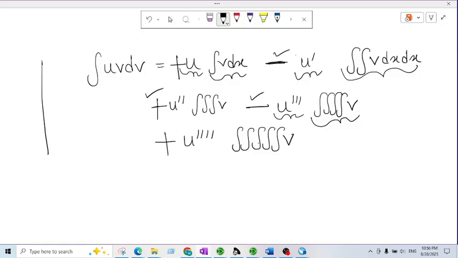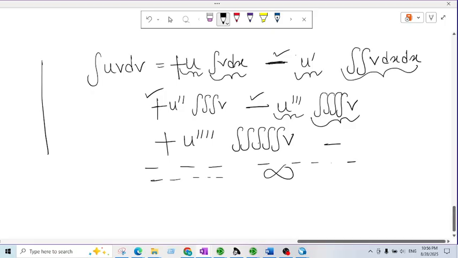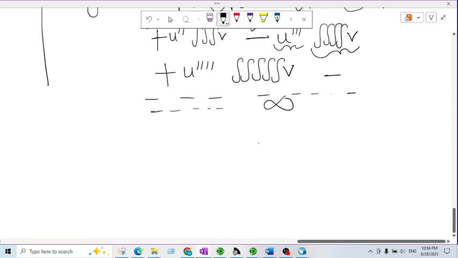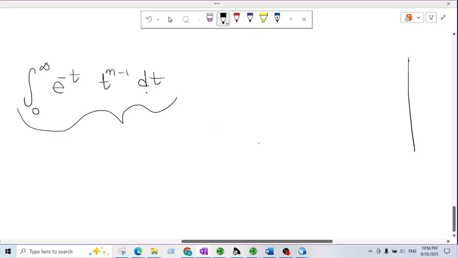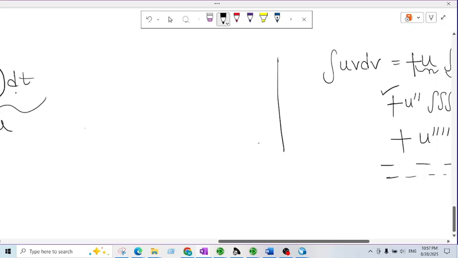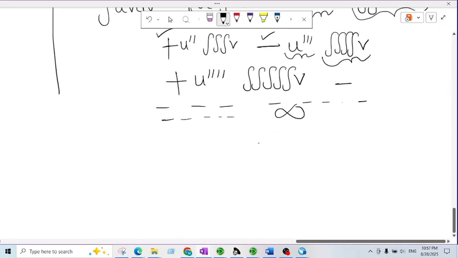You have to do the same thing again and again, and the question is when to stop. The answer is never. You have to do this up to infinity times. But how can it be possible on our paper to decompose this uv up to infinity? Don't worry, because if you have t to the power something, we will choose this t to the power something as u. Let me give you one example.